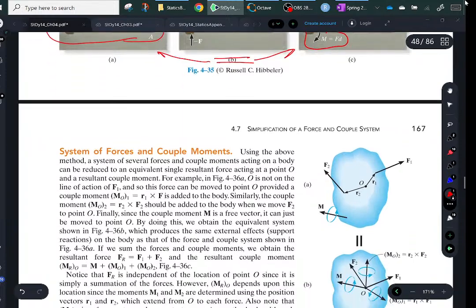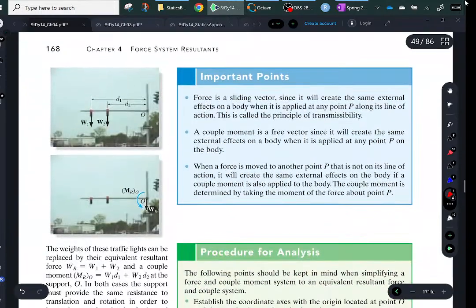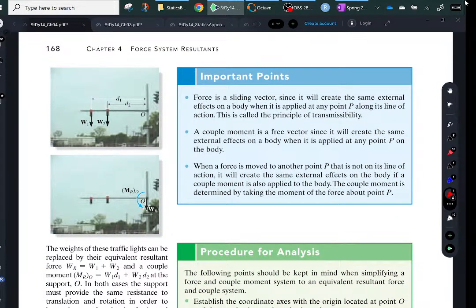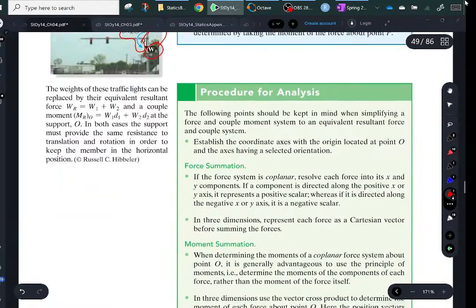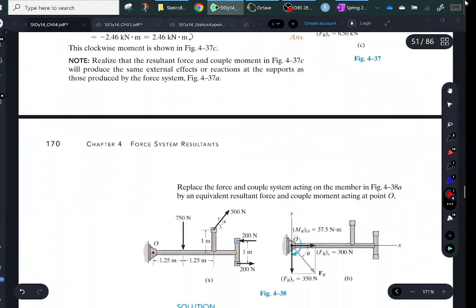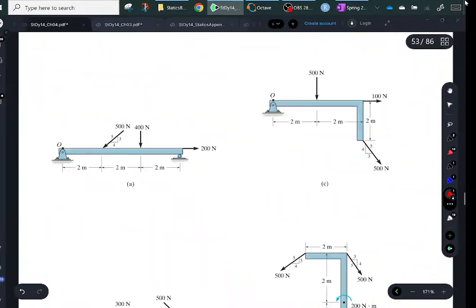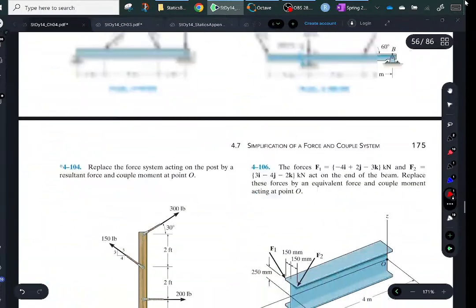And so if you look at it, for example, here's a stoplight. You could move these two forces over to here, and this is what he's done. The resultant force and the force that would be felt by these two moments, D1 times weight 1 and D2 times weight 2, should be the equivalent moment back there. And he has another section he does.